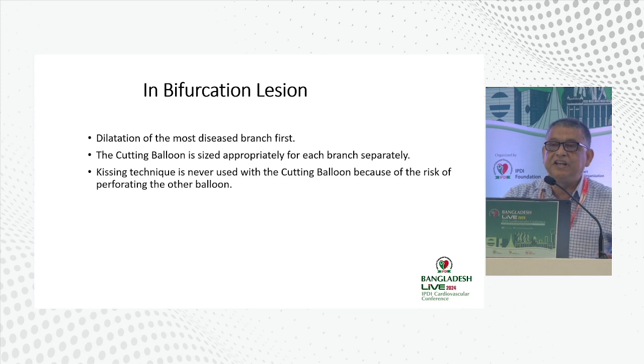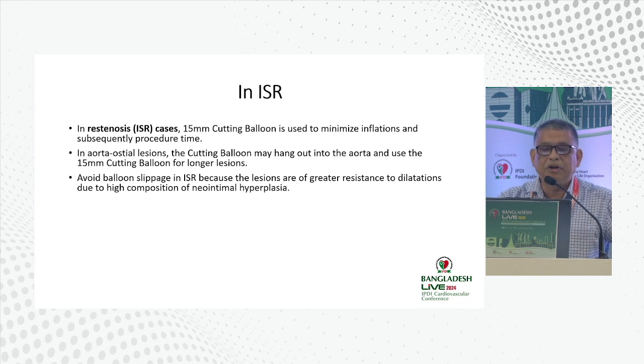In bifurcation lesion, cutting balloon dilatation should be done in the diseased segment first. The cutting balloon should be sized appropriately with each of the bifurcating vessels. Kissing with a cutting balloon is almost contraindicated, as it may produce a perforation. In ISR, a 15 millimeter cutting balloon is the minimum inflation, and in aorto-ostial lesion, a cutting balloon should be used as it does not slip into the proximal or distal part, because it may cause dissection into the vessel.